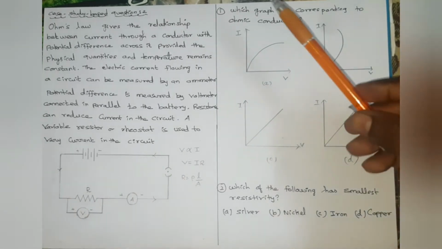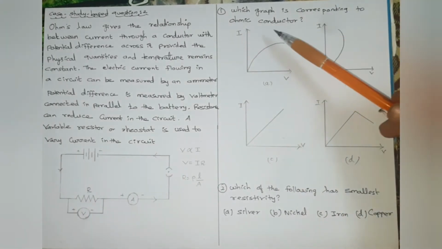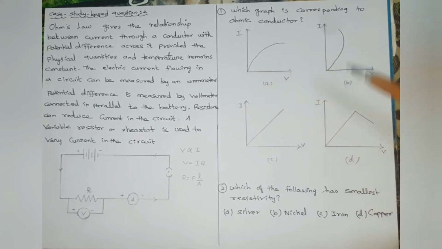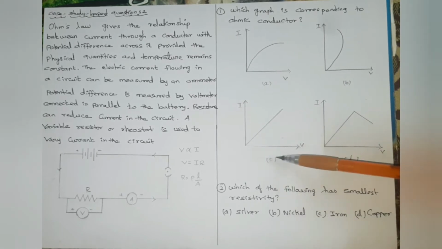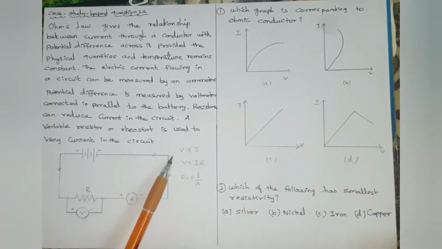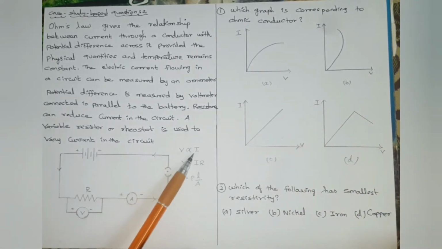Here the first question is, which graph corresponds to the ohmic conductor? Here they have given 4 graphs. Out of these 4 graphs we need to pick an answer. So we obviously go for the C option. Sir, why are you going for C option? Here there is a directly proportional relation. Directly proportional relation means if one variable increases, the other variable must also increase, but there must be a linear relationship in the increment or decrement, right?